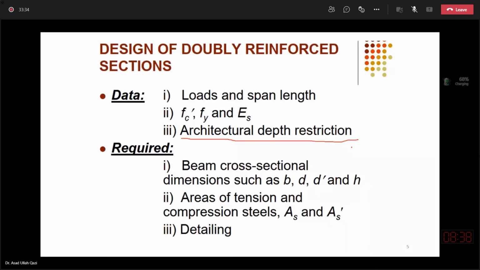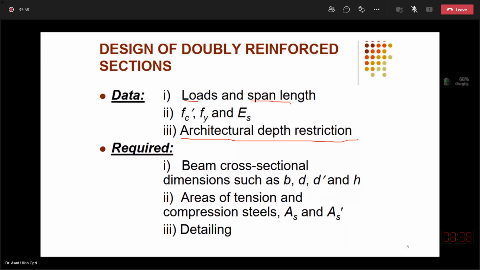Also, you will get an idea whether cantilevers are present on the edges, and their load will also be distributed. If some wall is present on the beam, you will get that idea from the architecture working drawings, where the walls are present. So if walls are directly riding on the beam, you will add their loads as well. In this way, loads and span length are actually part of your job.